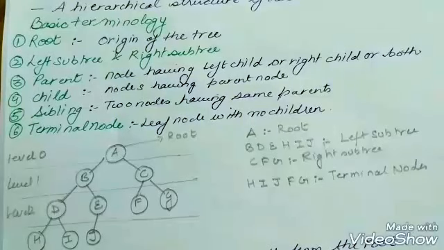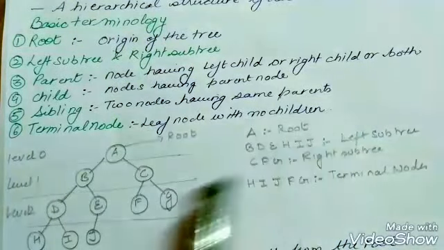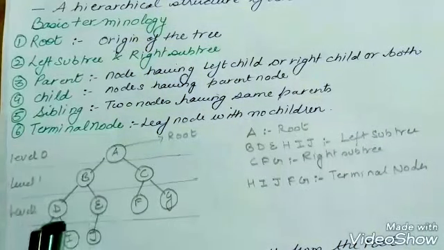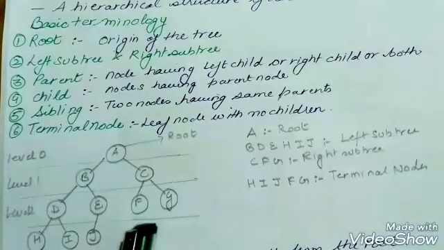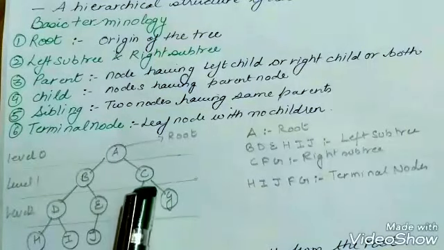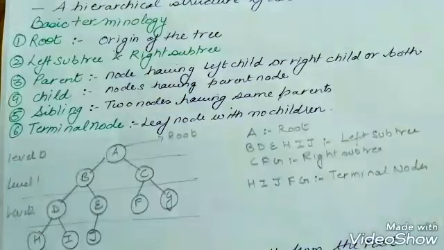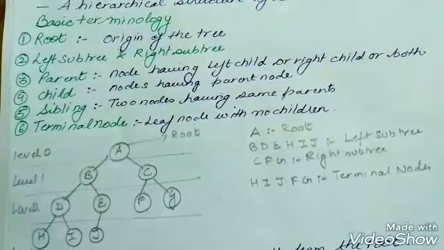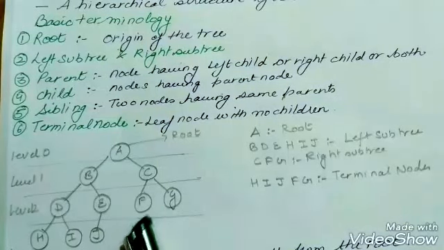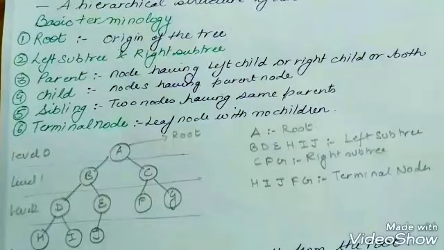In a similar way, we have siblings. What do we mean by that? Two nodes having the same parent. Like D and E have the parent B. Therefore, D and E both are siblings. In a similar way, F and G are siblings because they have a common parent C. Then we have the terminal nodes or leaf nodes, which are those that have no children, like H, I, J, F and G.